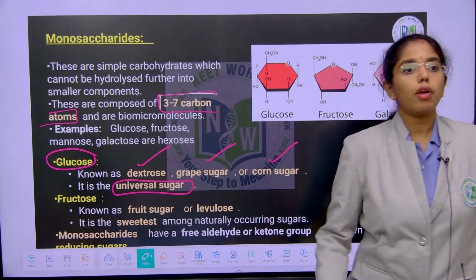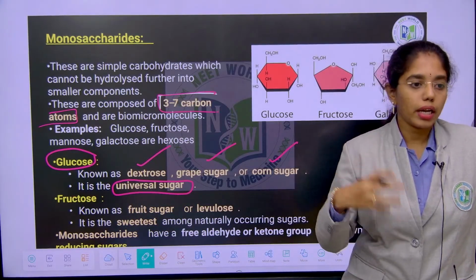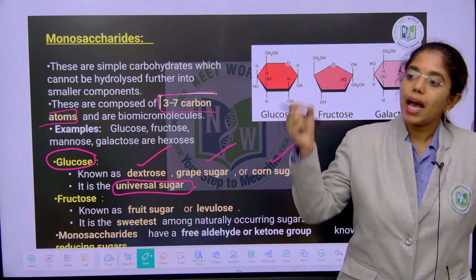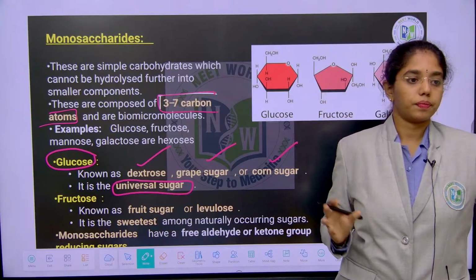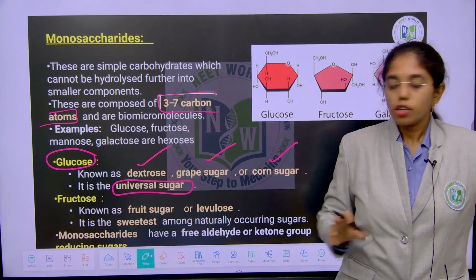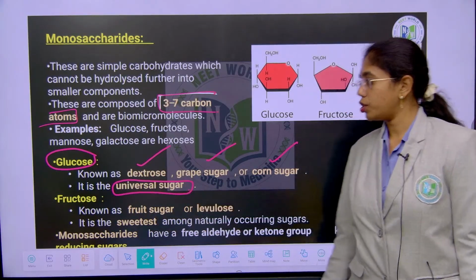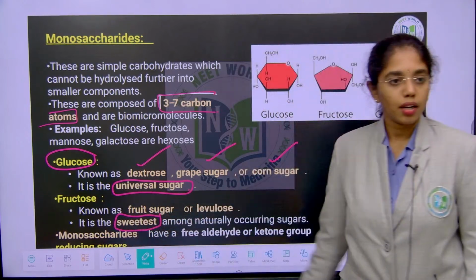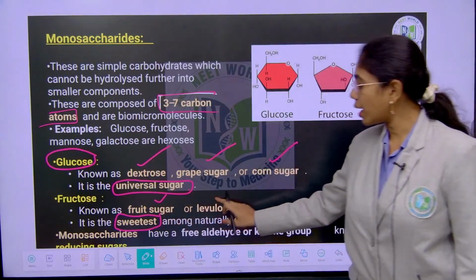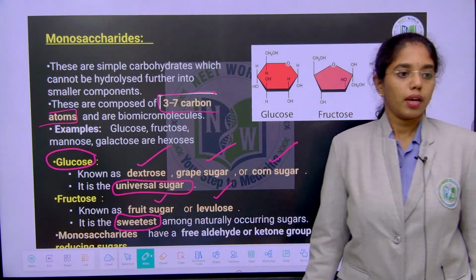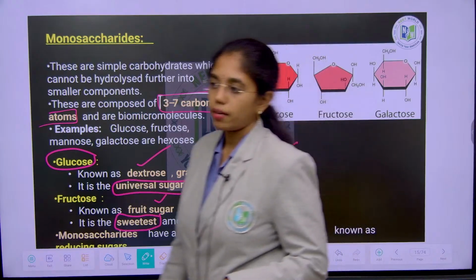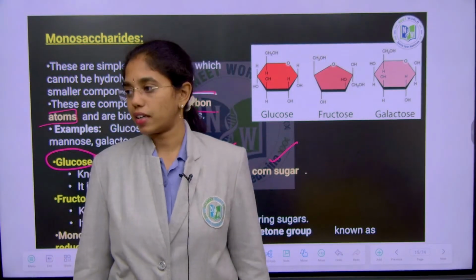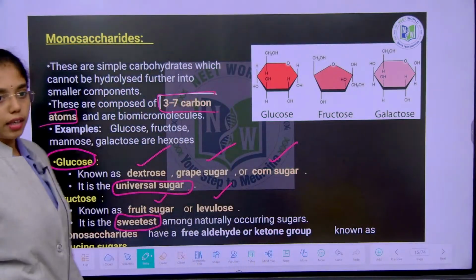Okay, glucose is also known as dextrose, grape sugar or corn sugar, and it is also known as universal sugar, because whatever type of sugar you are intaking, complex carbs might be, they will be simplified to glucose and then only the pathway will start, right. So that is why glucose is what? Universal sugar. Next, fructose. Fructose is the sweetest sugar. It is known as what? Fruit sugar and levulose. So for example, if you are on fruit diet, what happens? Fructose gets isomerized to glucose and then pathway will start. Got the point? Understood? Next.